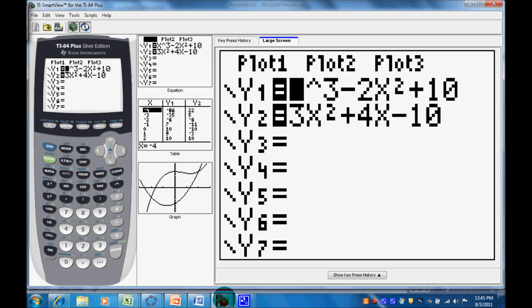Okay, so I've put in the two equations, f of x, the top curve, on top, and g of x, the bottom curve, on bottom. And you can see my graph's going to look like that, but to get it that way, I had to play with my window first.